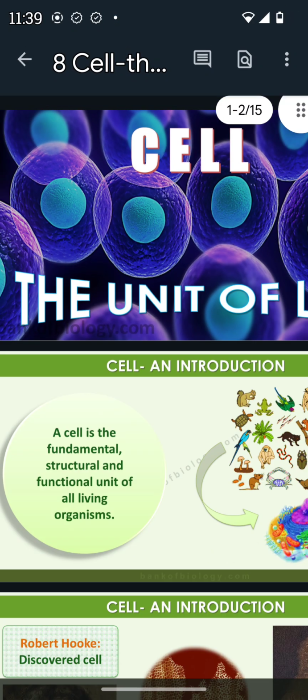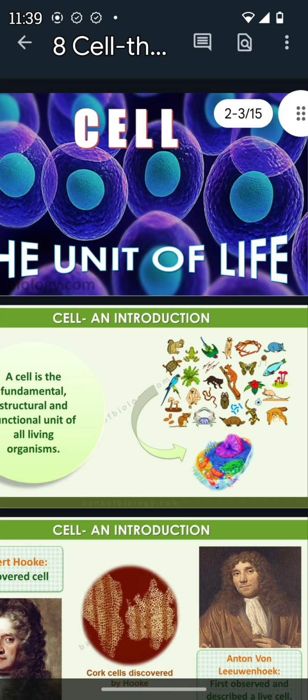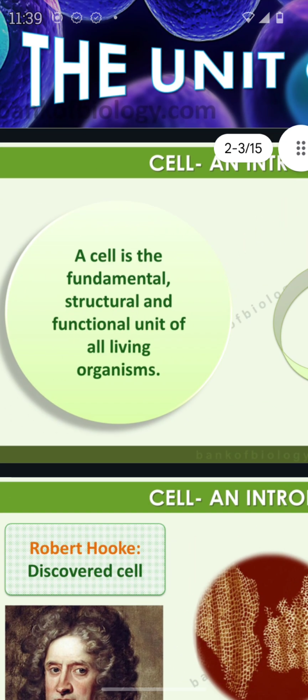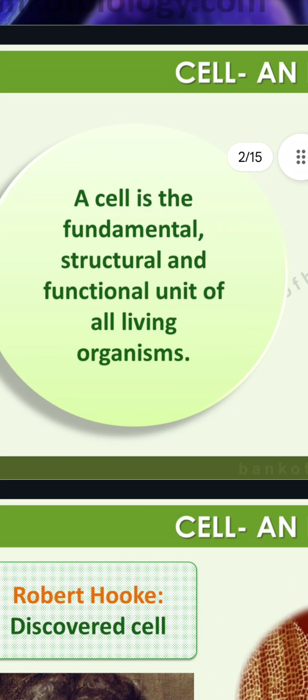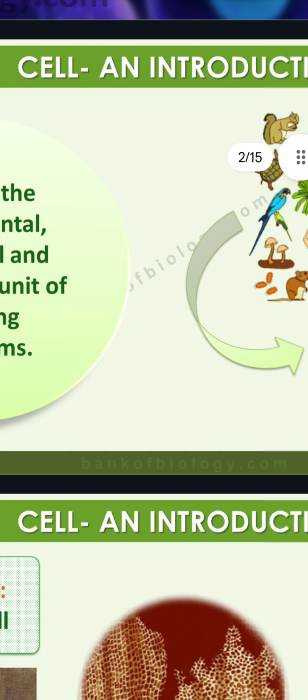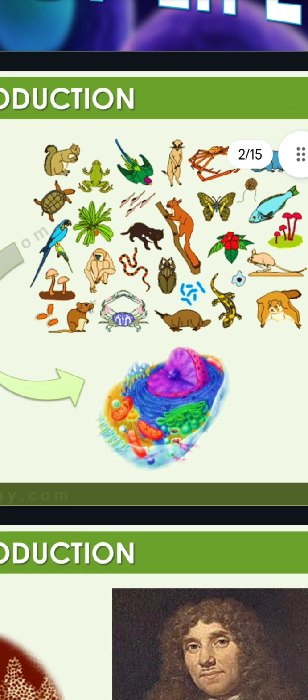So today we are starting a new chapter, Cell: The Unit of Life. So let's first do the introduction of this chapter. A cell is the fundamental structural and functional unit of all living organisms. So the cell is the fundamental unit, the structural unit and the functional unit of almost all living organisms. No matter which organism, everyone is made up of cells.